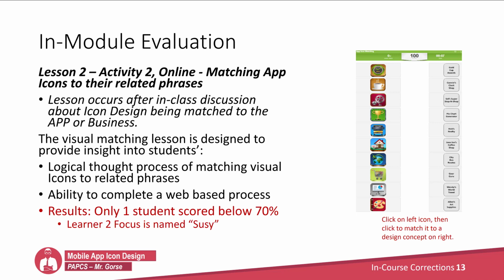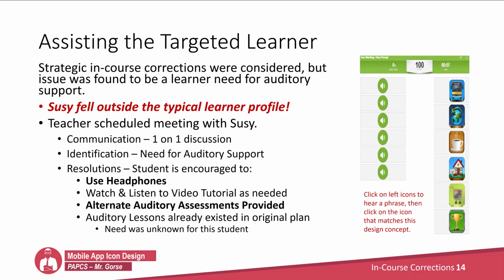Students scored below 7%, and this is Susie. So let's see how we can help Susie. Strategic in-course corrections were again considered, but the issue was found to be a learner need for auditory support. Susie fell outside of the typical learner profile or had an unknown learning need.